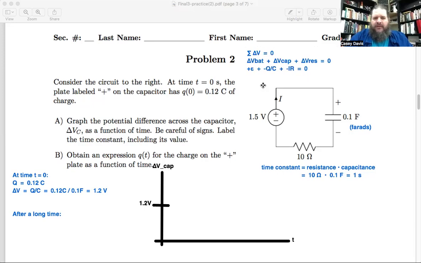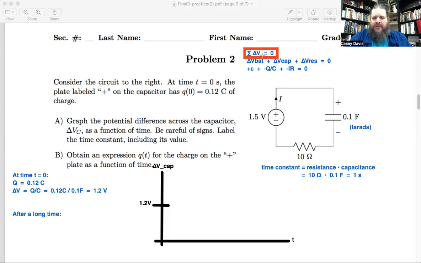And specifically, if we know that after a long time, the current is 0, what happens to this resistor term? Yeah, well, R is not 0. R is still 10 ohms. Why was which delta V? Do you mean the sum of all the delta V's?